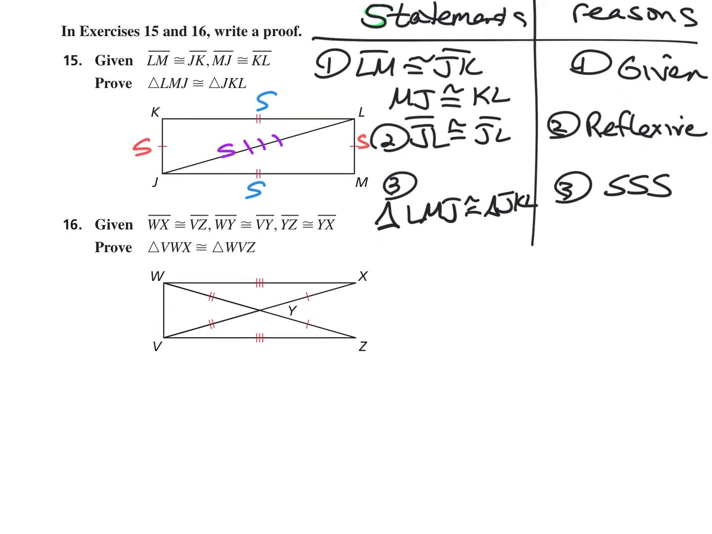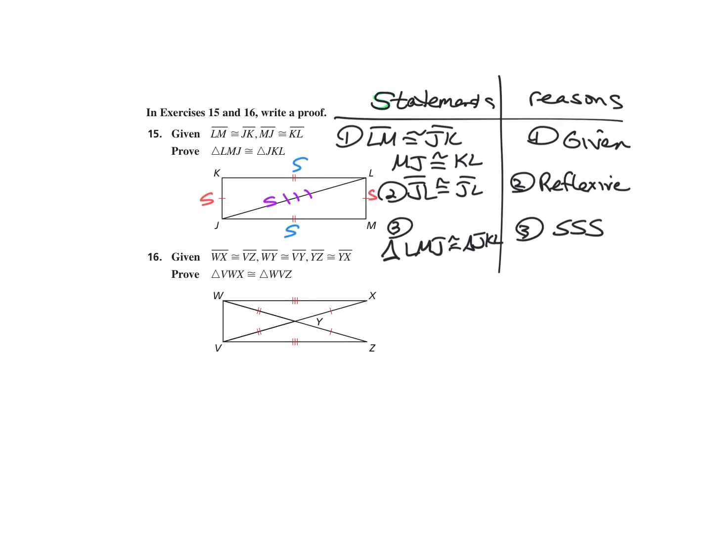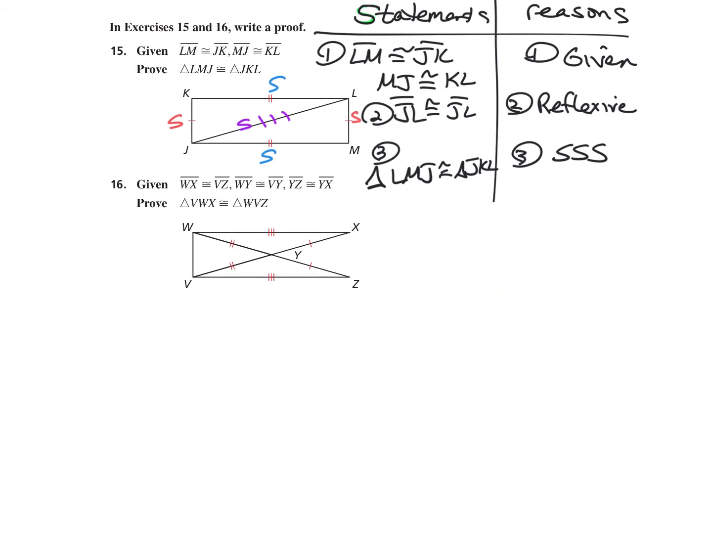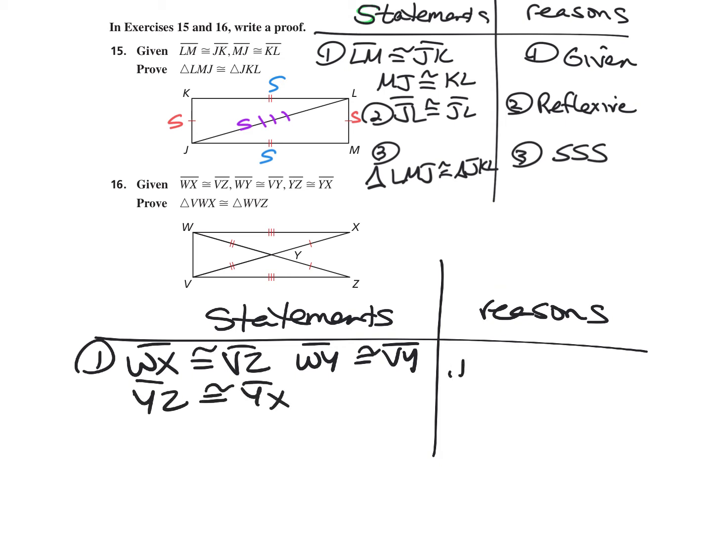Okay, let's try the next one. This one's a little bit more complicated. You will not have anything this complicated as number 16. I know it's fuzzy. You should be able to see the proof on your copy. All right, but let's set up statements and reasons. So again, number one, all this is given: WX congruent to VZ, WY congruent to VY, YZ congruent to YX.